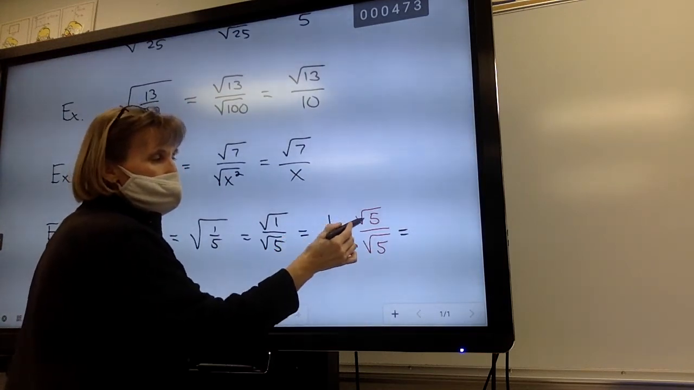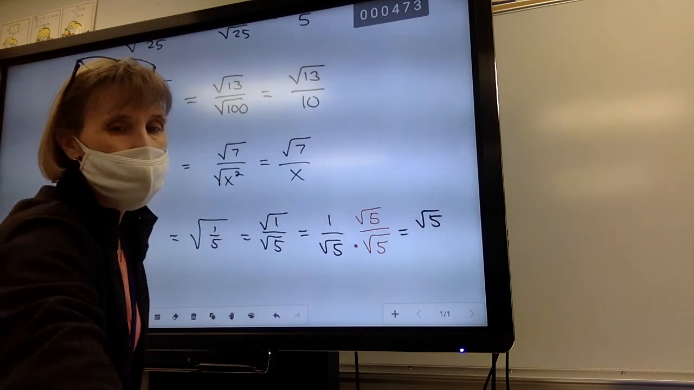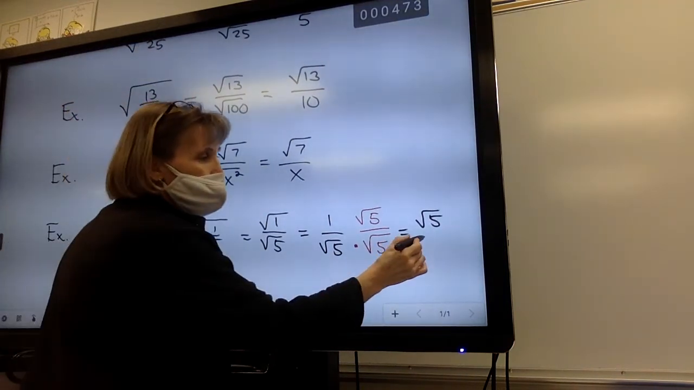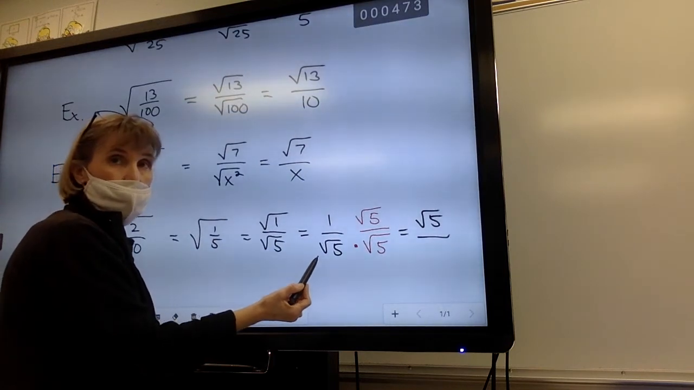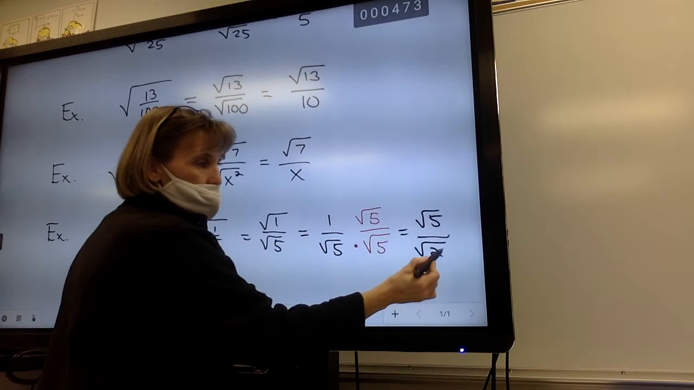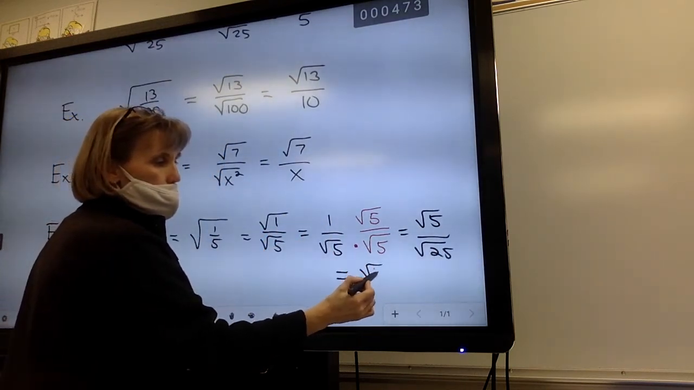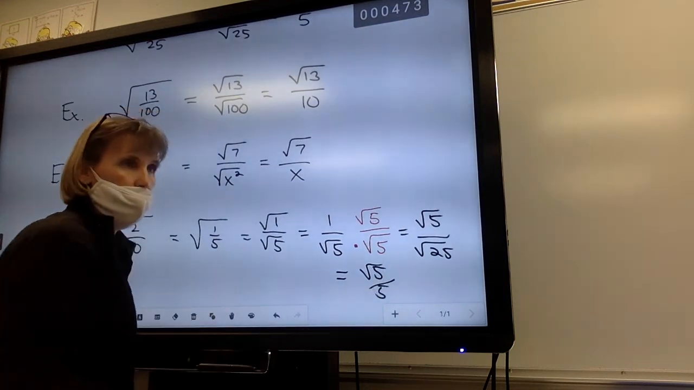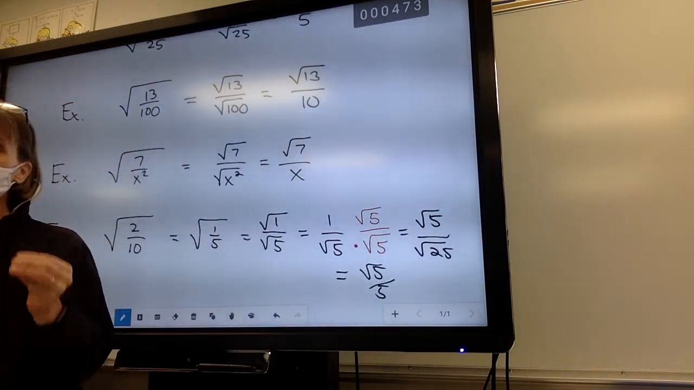So I would take 1 times the square root of 5. It's just the square root of 5. Over, from yesterday, what's the square root of 5 times the square root of 5? The square root of 25, which is going to simplify into what? 5. It's just going to be a 5 with no radical. So the answer is the square root of 5 over 5.